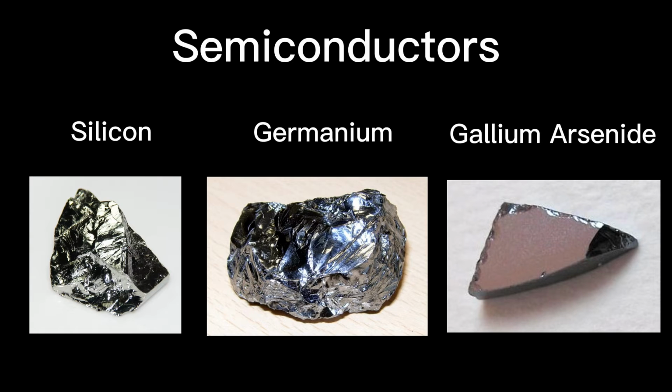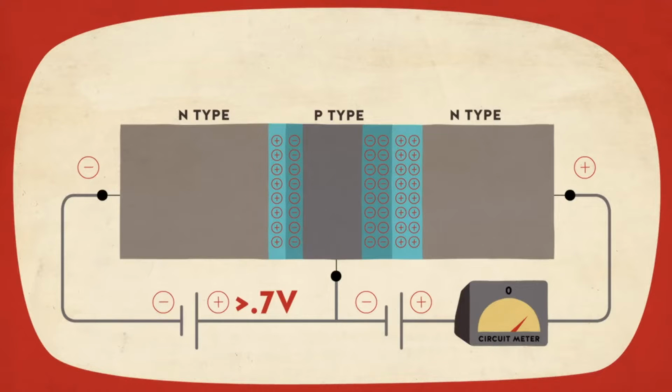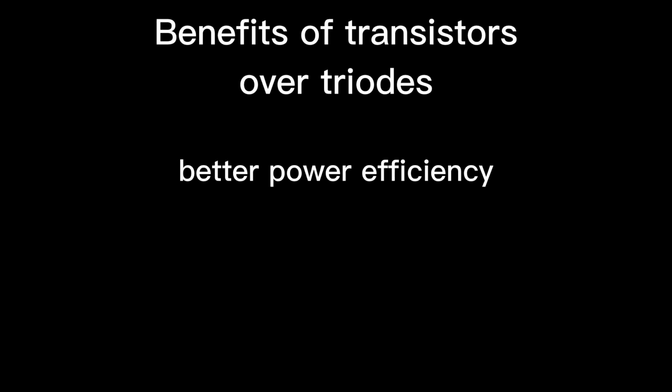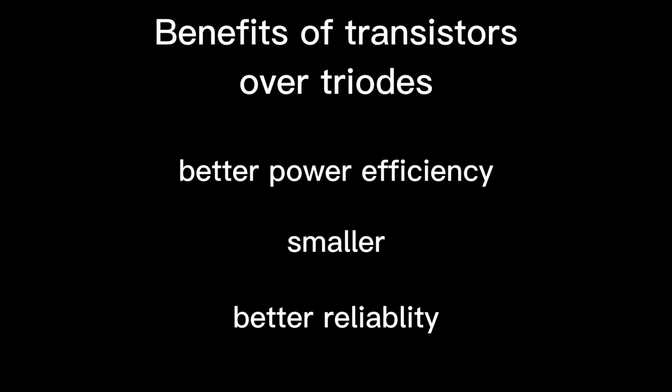The solution to all this was the transistor. Transistors are made of semiconductors, like silicon. They only conduct electricity when a voltage exceeding a certain threshold is applied, meaning they can be quickly switched on or off by just varying the input voltage. Transistors are better than triodes because they are more efficient, more compact, and more reliable. These benefits meant transistors eventually replaced triodes in computers.